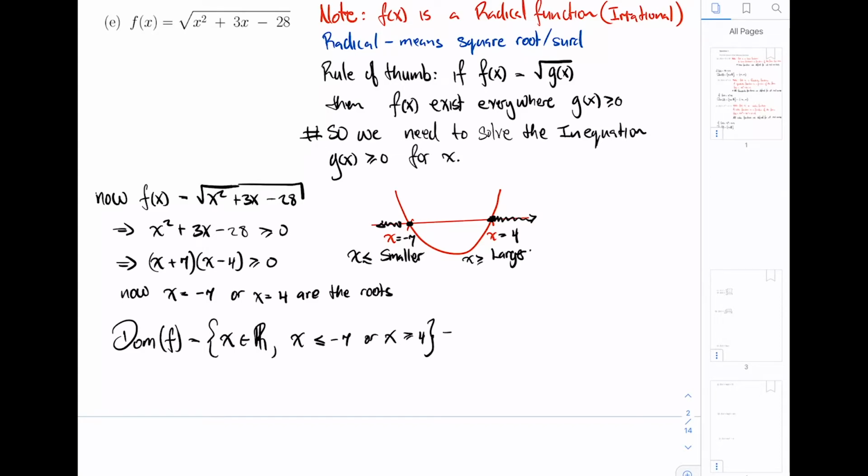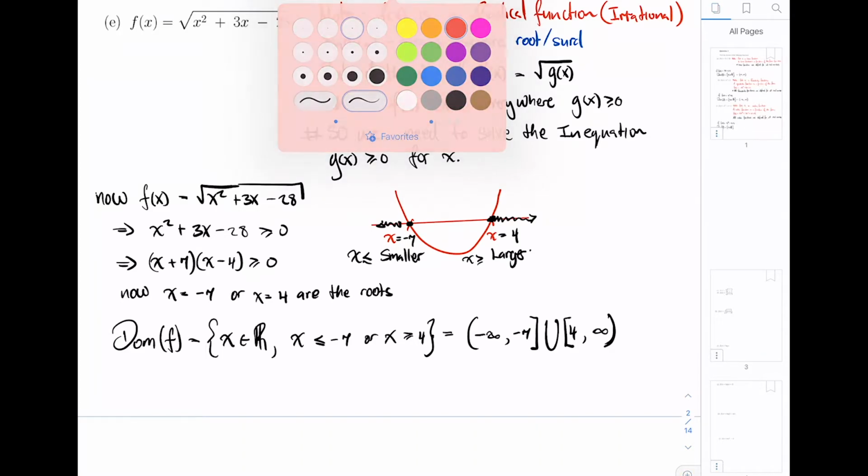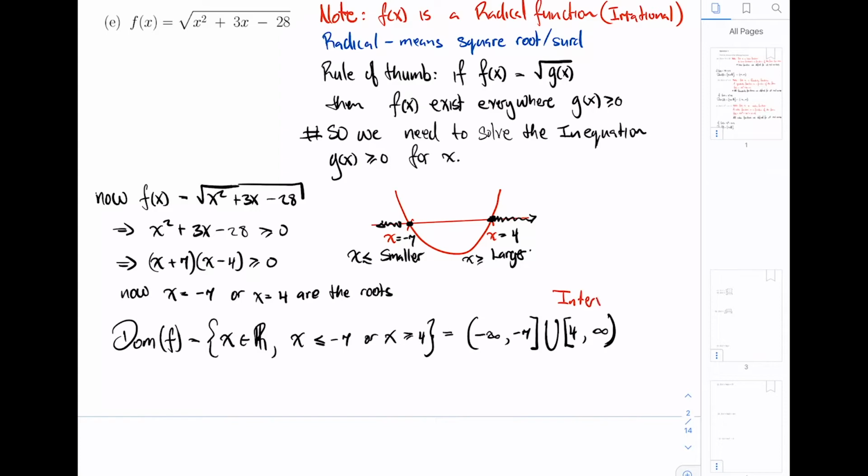Is there another way we could have written this in interval notation? Of course. So here we have negative infinity, right, up to -7, inclusive of -7, union +4, inclusive of +4, all the way up to infinity, not inclusive. Okay, so this is just another notation, which is called our interval notation. Okay, and here we have our set builder notation, just in case you guys are wondering what is the name given to each of these notations.